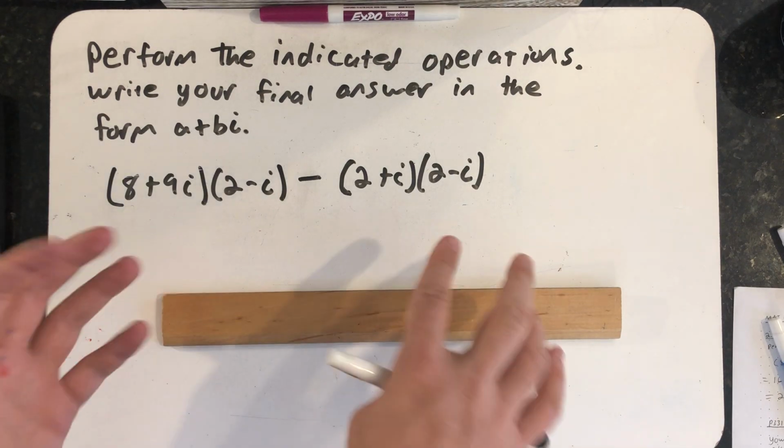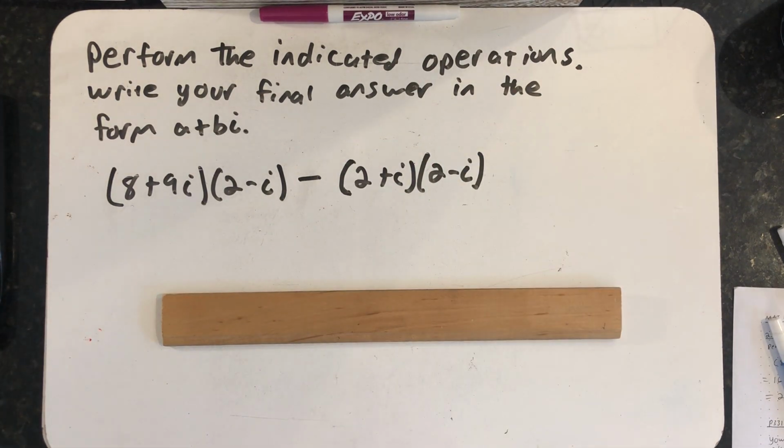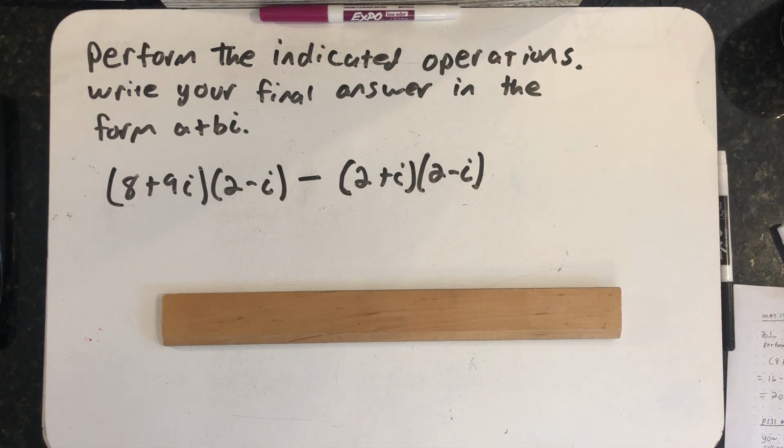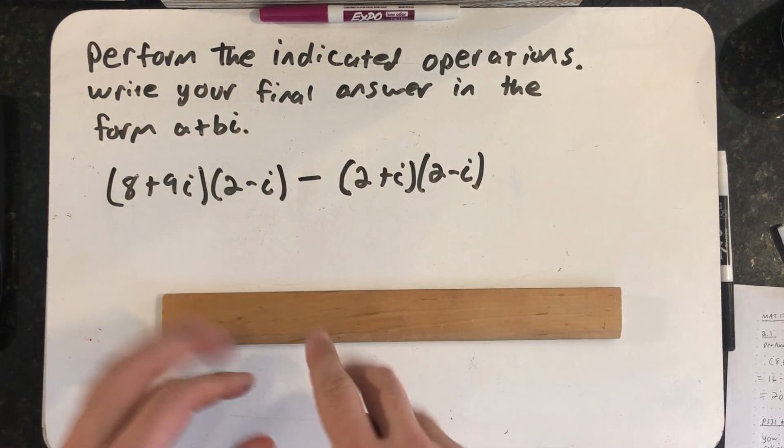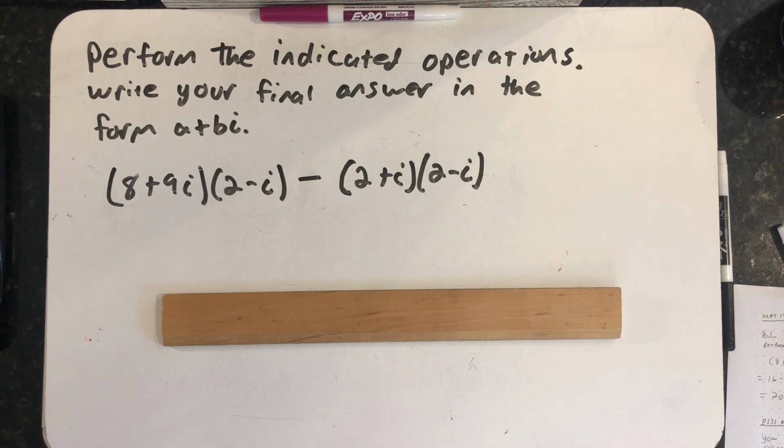I'm given 4 complex numbers here, and I'm asked to perform the indicated operations. My final form is supposed to be written in the format a plus bi, and even if the instructions didn't tell me that, I would still write my final answer in that standard form of a complex number, a plus bi.